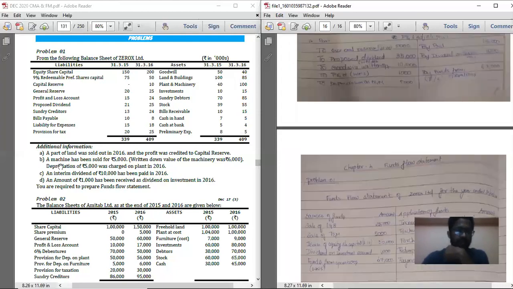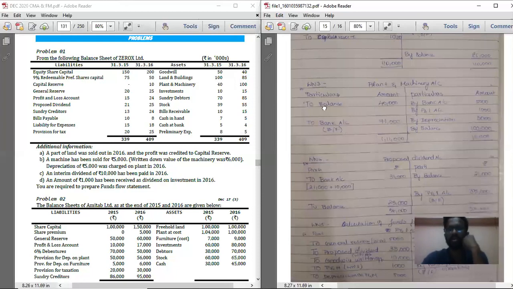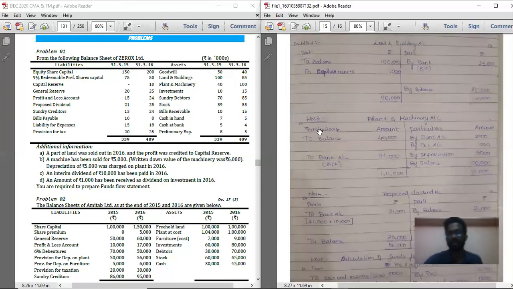So moving on to the next point, that is machine they have given. So plant and machinery account. Below that, working note number 3. Working note number 3, plant and machinery account. Put the heading plant and machinery account. Divide the page into 2 parts. The left hand side debit, right hand side credit. Debit side: particulars, amount. Credit side also particulars, amount.